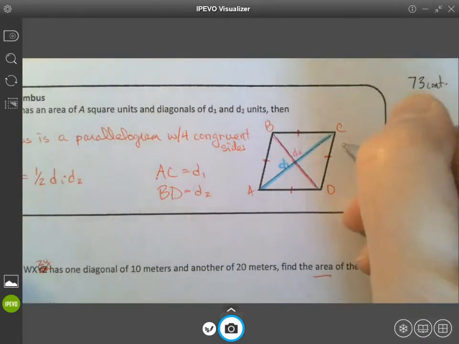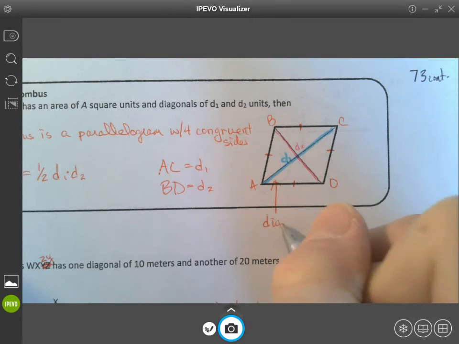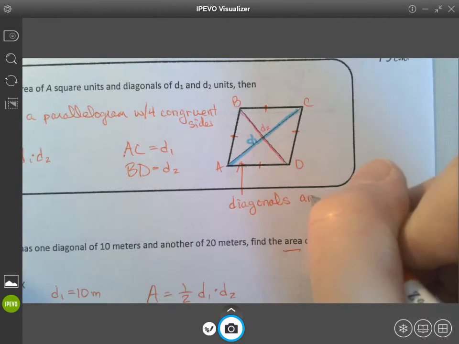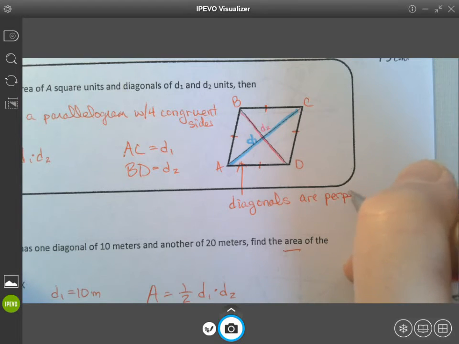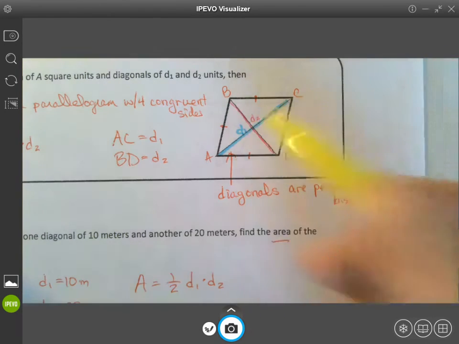On a rhombus, the diagonals, so make a note here, diagonals bisect each other. Actually, we're going to go further. Diagonals are perpendicular. I'll write out the word for you. Perpendicular bisectors. So perpendicular meaning they intersect each other at a 90-degree angle. Bisector meaning that they cross and make congruent pieces.